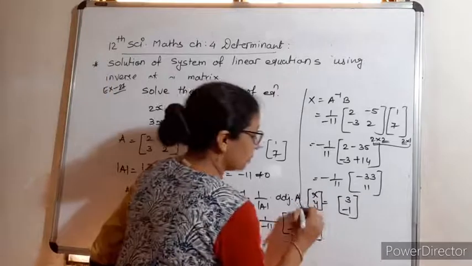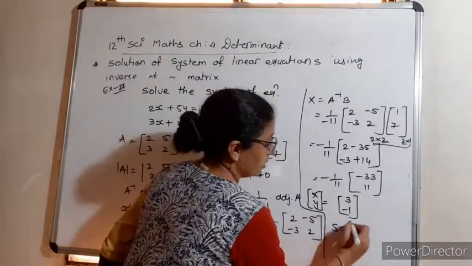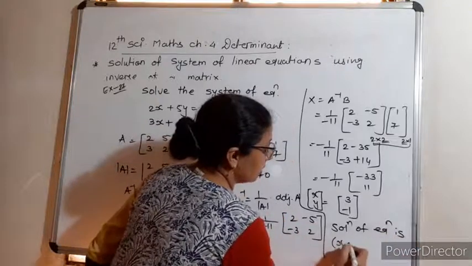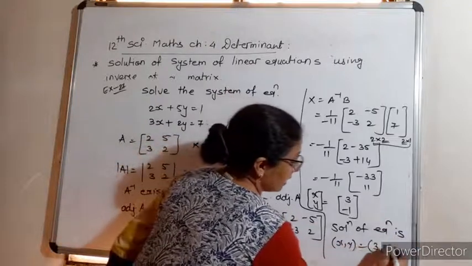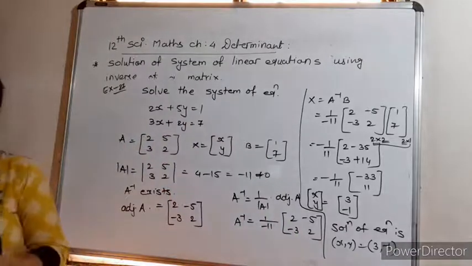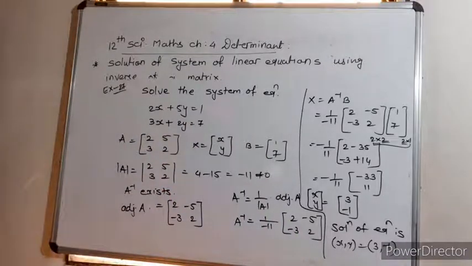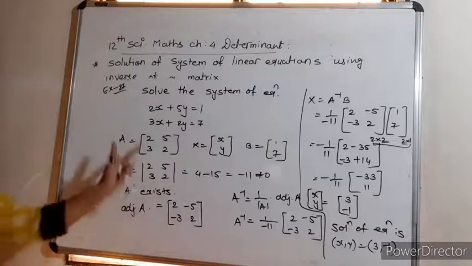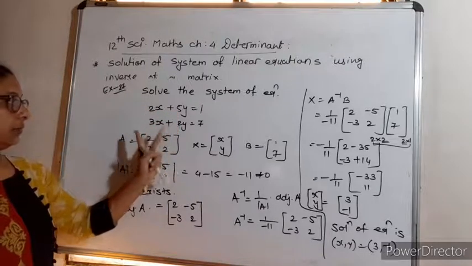So the solution of this equation is xy is 3, minus 1. You got this answer? Yes? Okay. So x is equal to 3 and y is equal to minus 1 is our solution. Understood? First of all, 2, 5, 3, 2.